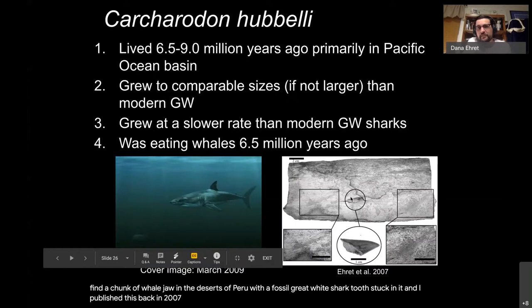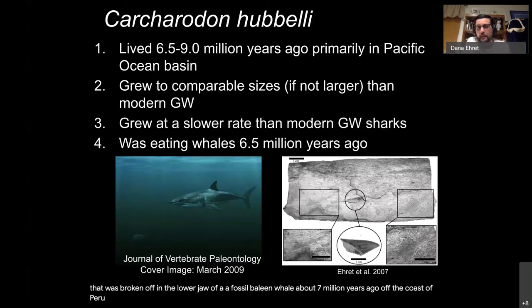This little dimple here actually represents a broken great white shark tooth that was broken off in the lower jaw of a fossil baleen whale about 7 million years ago off the coast of Peru. So again, while the great whites probably weren't competing with an adult megalodon, they were probably living close to shore and interacting with the juveniles and may have been outcompeting them.